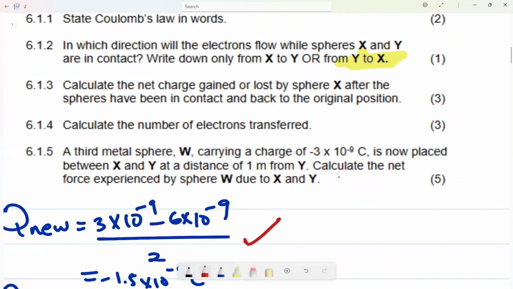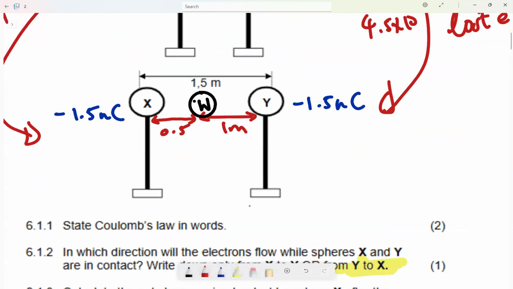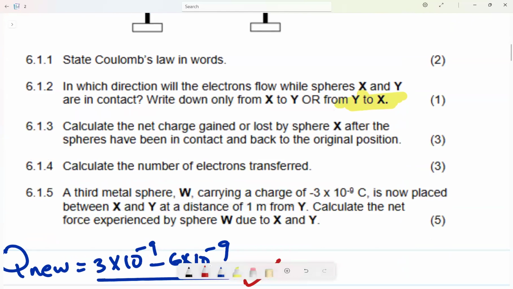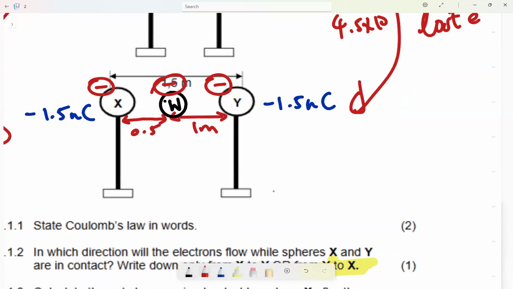Then they say to us, calculate the net force experienced by W due to X and Y. The net force that W experiences due to X as well as due to Y. The charge here is negative, then it is also negative. So now it will feel a repulsion force, okay? So we will say F net.